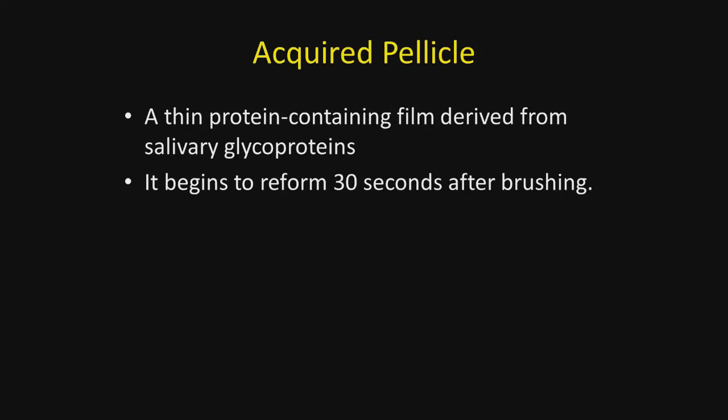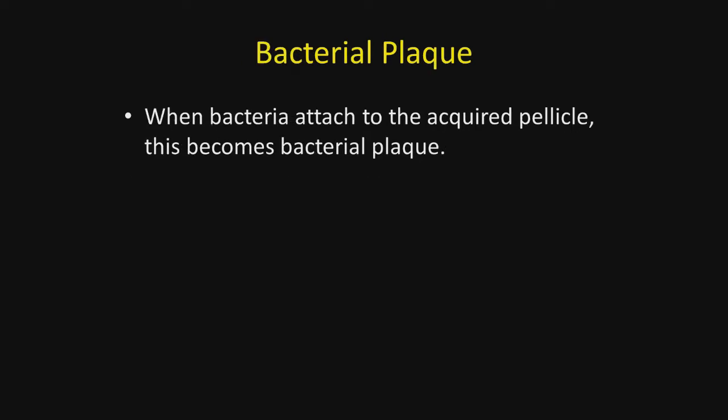Now let's talk about plaque and how it develops and so forth. First of all, we're going to talk about the term the acquired pellicle. This is a thin protein-containing film derived from salivary glycoproteins. If it's removed, it begins to reform in 30 seconds after brushing.